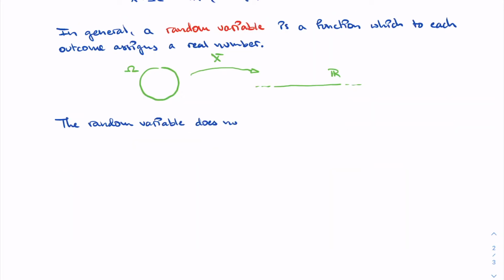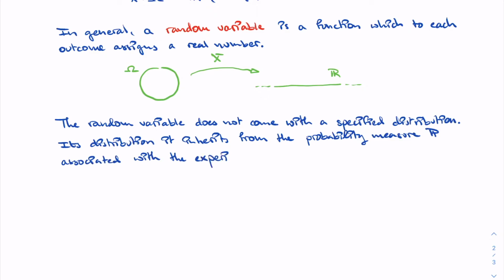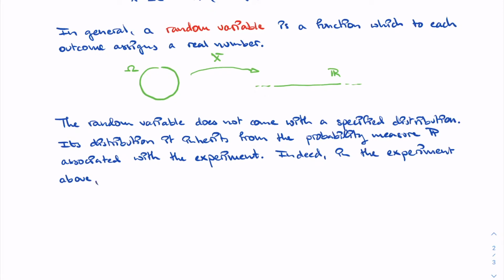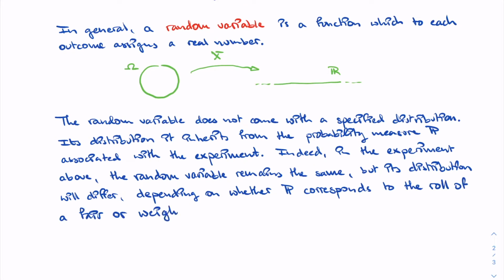The random variable does not come with a specified distribution. Its distribution it inherits from the probability measure P associated with the experiment. Indeed, in the experiment above, the random variable remains the same, but its distribution will differ depending on whether P corresponds to the roll of a fair or weighted die.